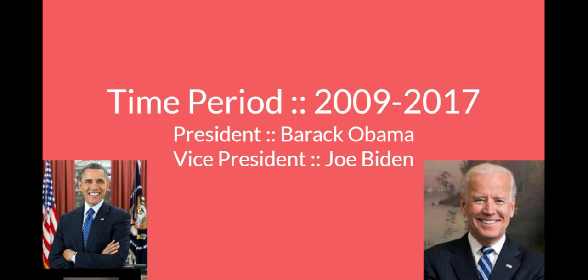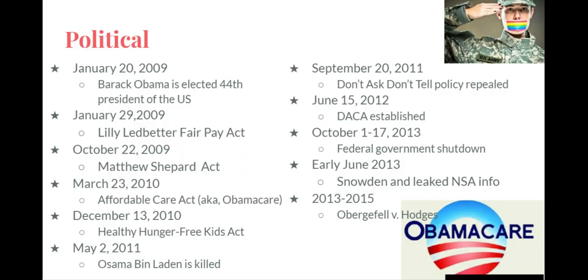This next time period starts in 2009 and ends in 2017 throughout the 2 terms of the first African-American president, Barack Obama. Obama achieved some major milestones for U.S. history. He passed many acts that positively impacted America, the first of which was in January 2009 with the Fair Pay Act, which addressed the differences in pay based on gender.